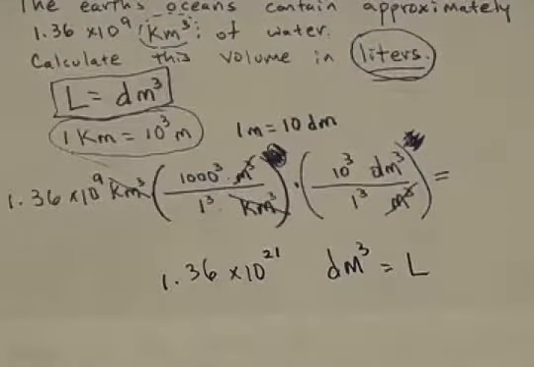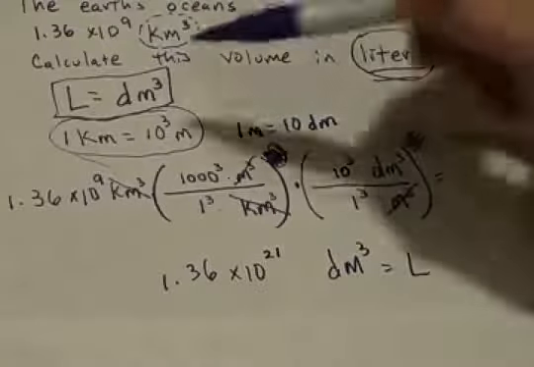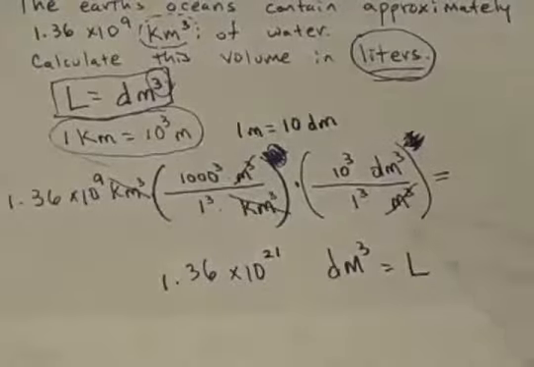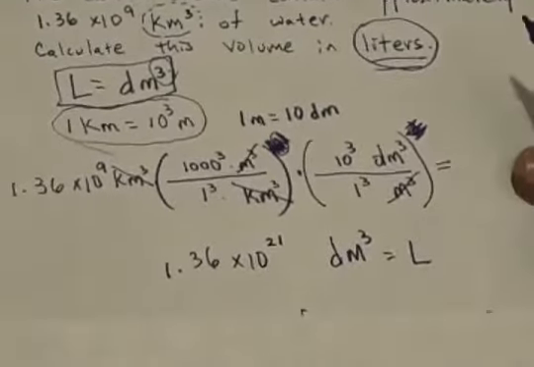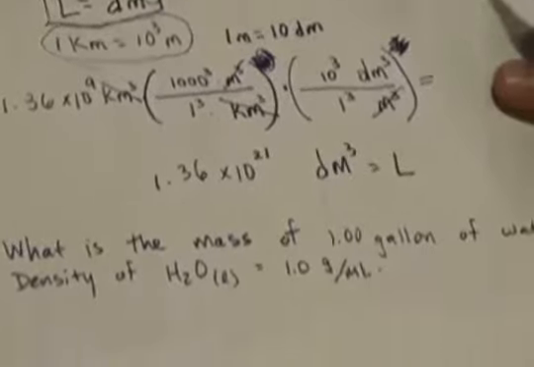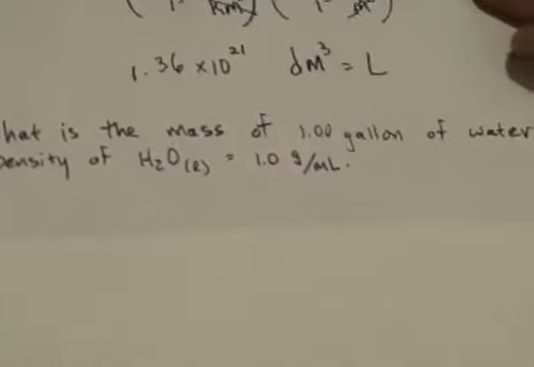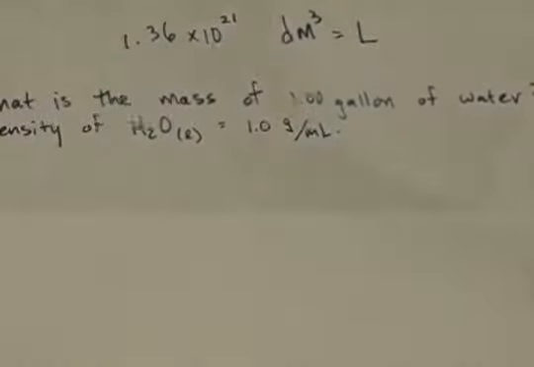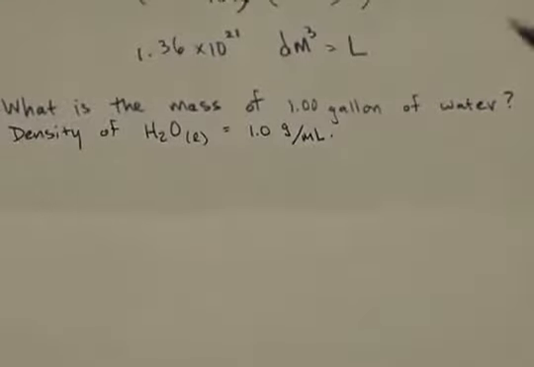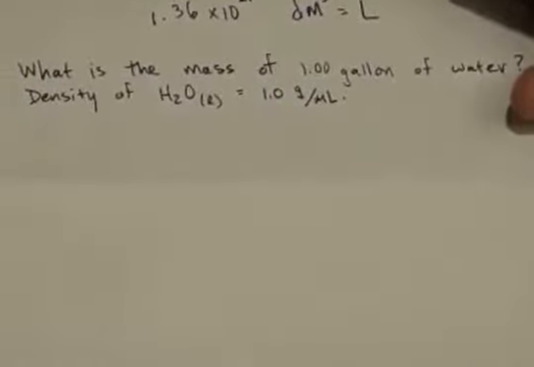That's how to deal with cubic and also squared units, or ones that have an exponent in their quantity amount. Last problem, what is the mass of 1 gallon of water? The density of water is 1 gram per milliliter.